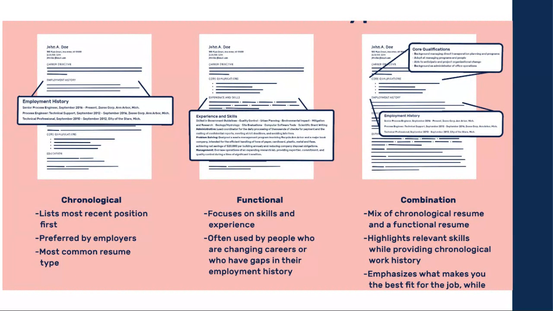functional resume. That's already understandable. Highlight relevant skills while providing chronological work history. Emphasize what makes you the best fit for the job, right? So what you're supposed to do is, first, we need to focus on chronological while we are writing combinational too, right? Chronological comes in work, where you have worked, your work history, and that work history must be related to the job you are applying for.